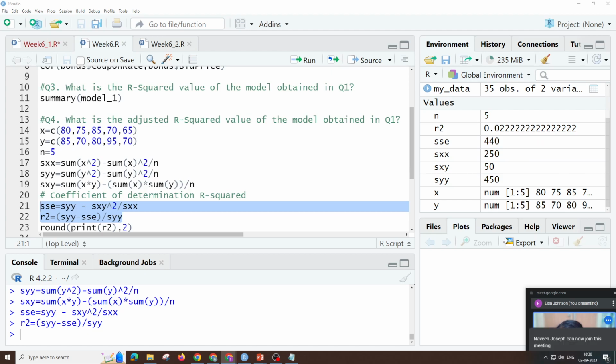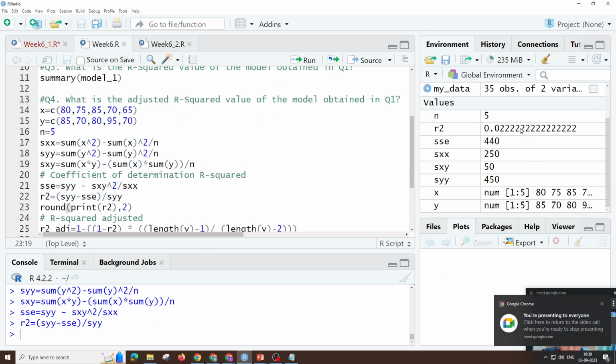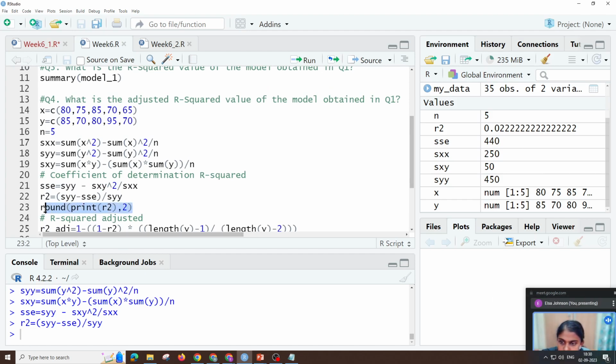Okay, and if you round it, so it's a bigger value right now, you have to round this to 2 decimal places. That is given by round(r2, 2). So you can get this R square value here.